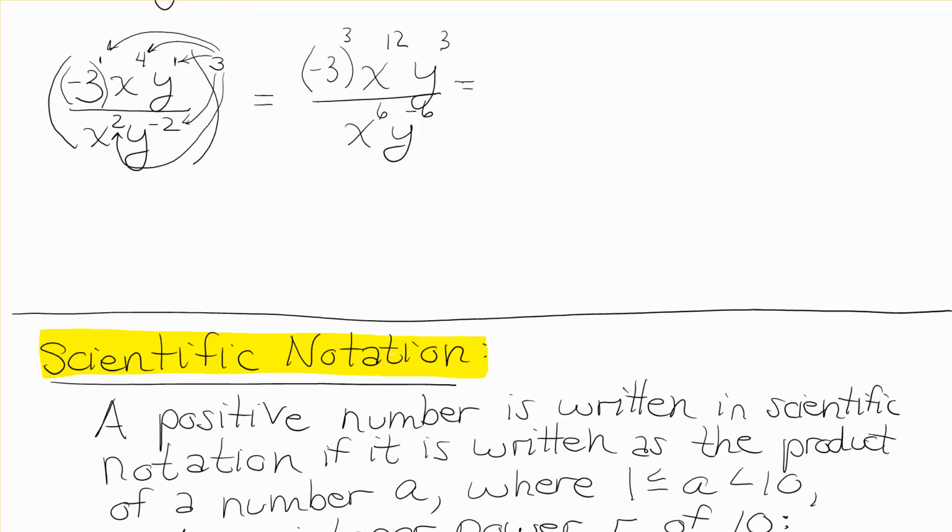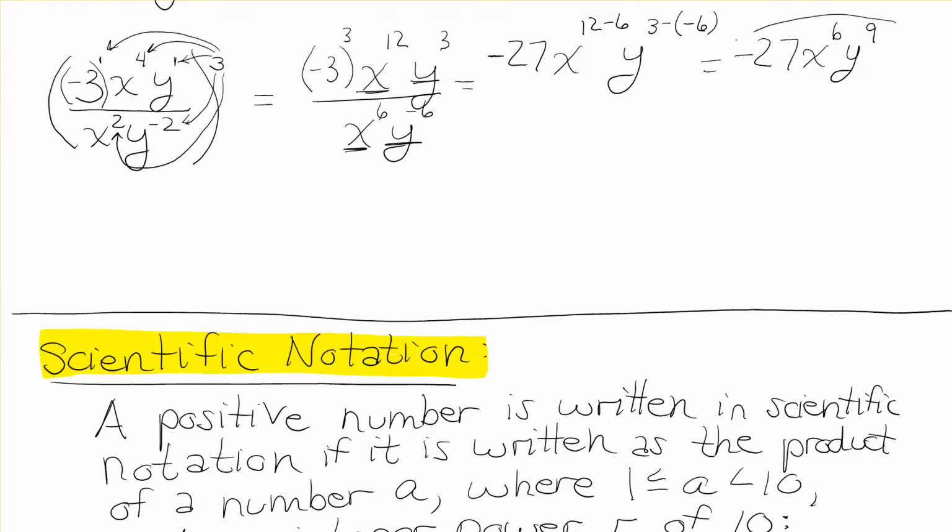All right, so now we're going to go ahead and simplify our number, and we're going to use the quotient property on our variables. Negative 3 times negative 3 is 9, times negative 3 is negative 27. And we're going to take our exponents for our x's. We are dividing them, so we subtract exponents. 12 minus 6. We have a y in both the numerator and denominator, so we're also going to do the same for our y. And now we're going to simplify that. We get x to the 6th power, y to the 9th power.